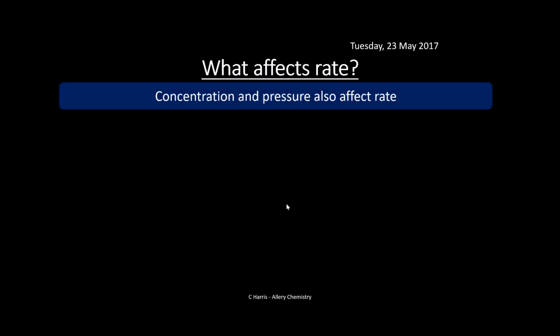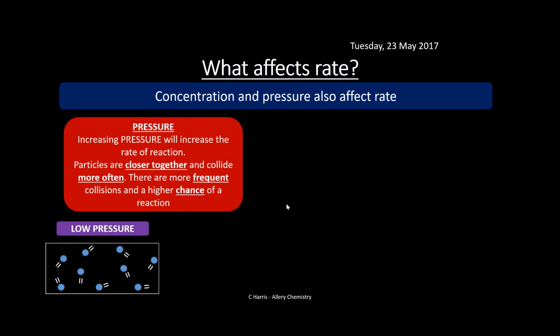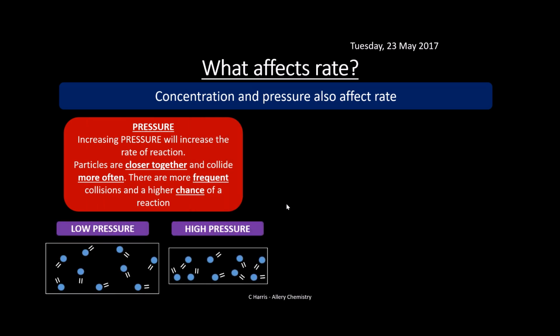Okay, concentration and pressure also affect the rate. An increase in the pressure will increase the rate of reaction. Particles are much closer together, they collide more often, there are more frequent collisions, and so therefore we've got a higher chance of reaction. You can see here this is at low pressure and this is at high pressure, and the particles are much closer together, a much higher chance of collisions here, and so that's why a high pressure will lead to a faster rate of reaction.